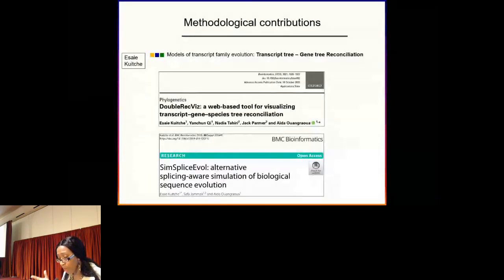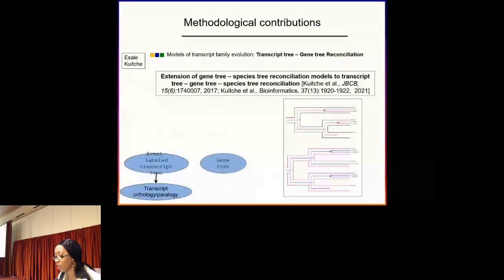And so now I will talk about the second set of works that were produced in the team. That were mainly the work of Isaïe Kouiché for his PhD. So here, the contribution was a model of transcript family evolution and the extension of the notion of reconciliation to transcript tree and gene tree reconciliation. And I will present in more depth the results of this work.